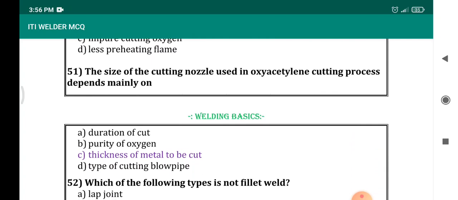The size of the cutting nozzle used for the oxy-acetylene cutting process depends mainly on the thickness of the metal to be welded or cut.